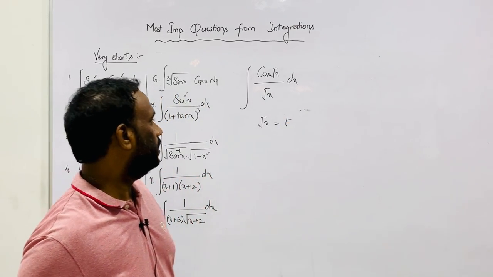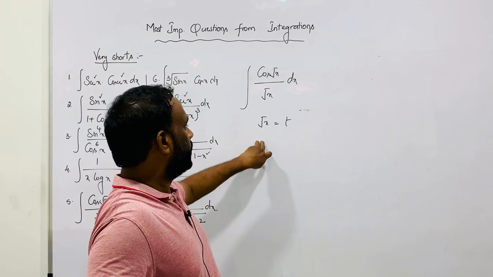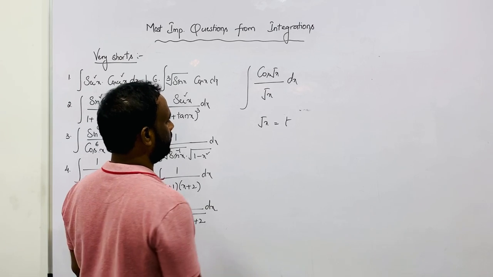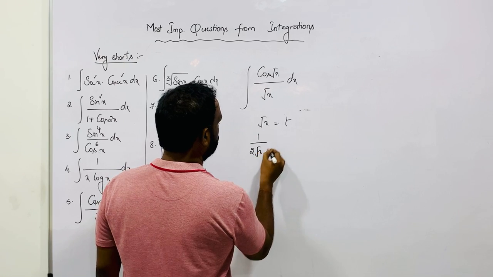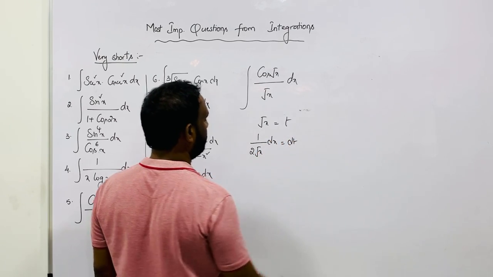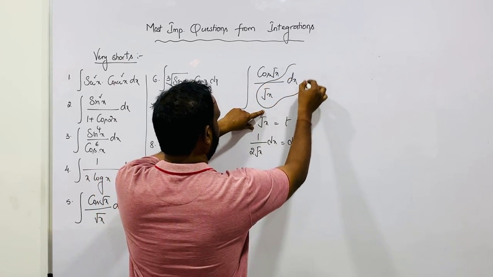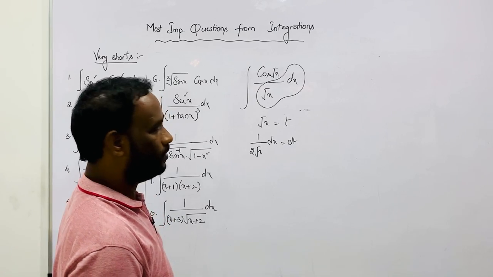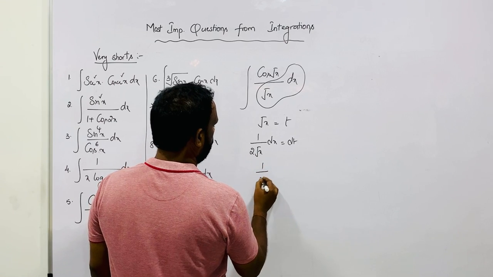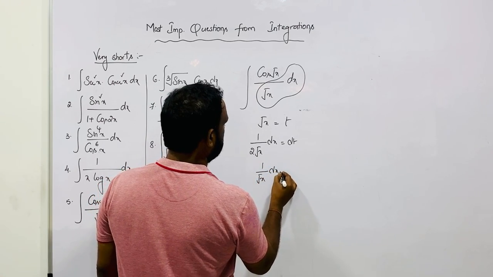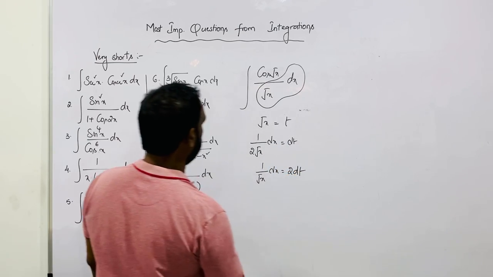Now, how could I know that root x is the one to be taken as t? Why can't something else be t? That answer will be given in the next step of differentiation. If you apply differentiation, then 1 by 2 root x dx should be dt. So by taking root x as t, you can eliminate this quantity, that is dx by root x, as dt. That is why I have taken root x as t. Now, 1 by root x dx, on cross multiplication, becomes 2 into dt.